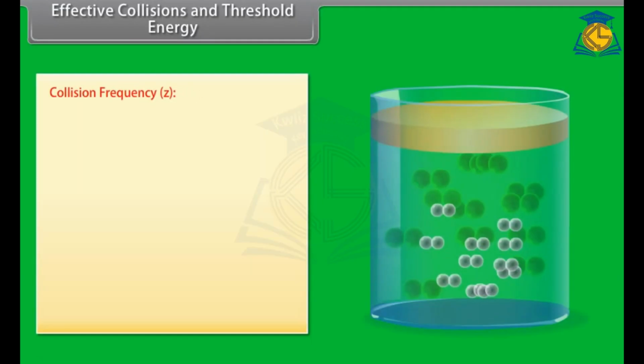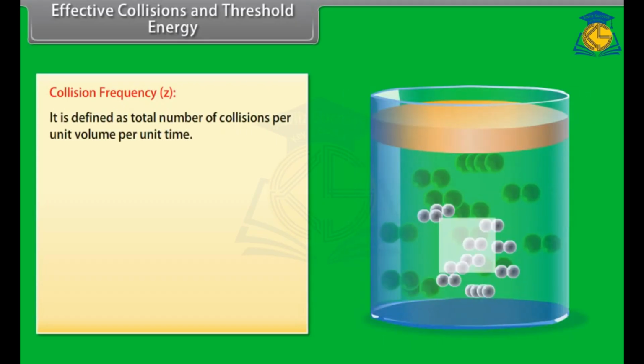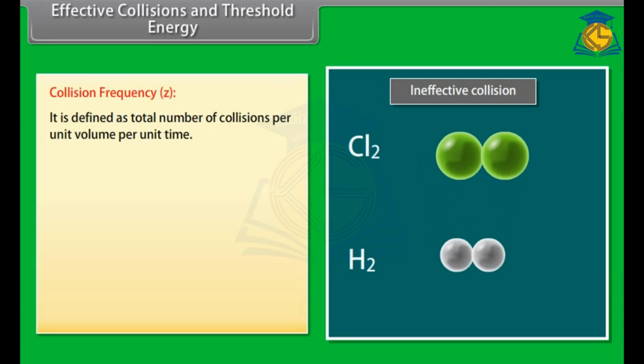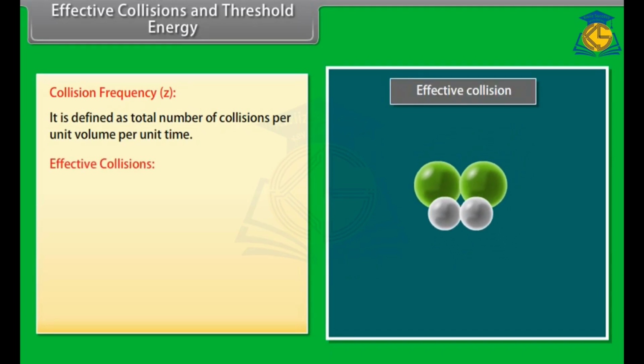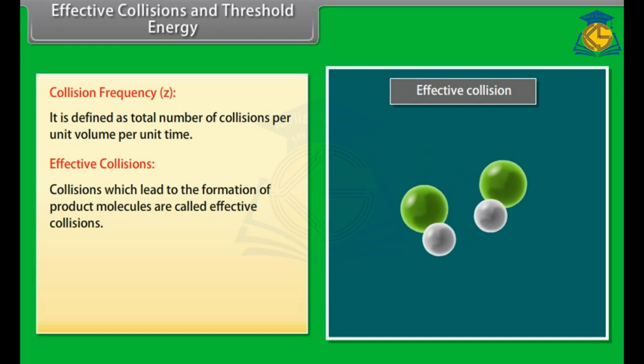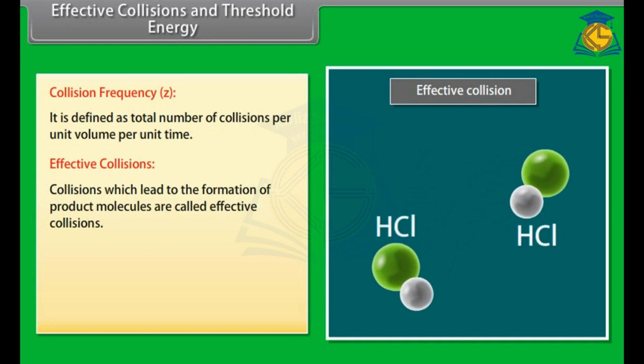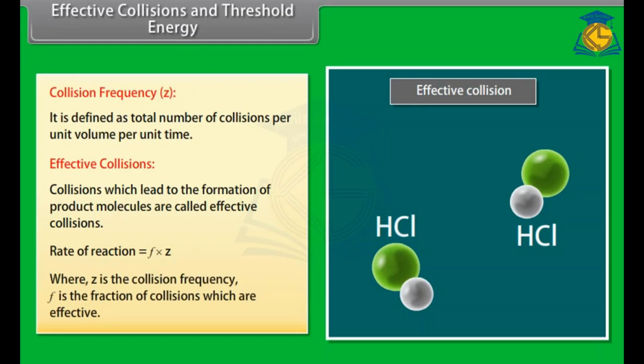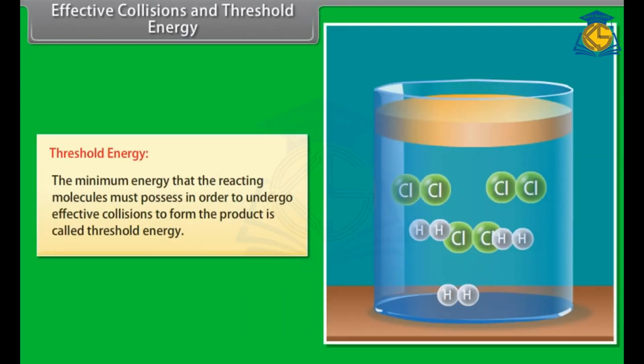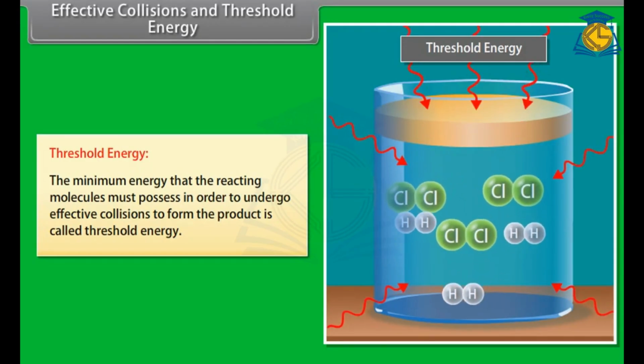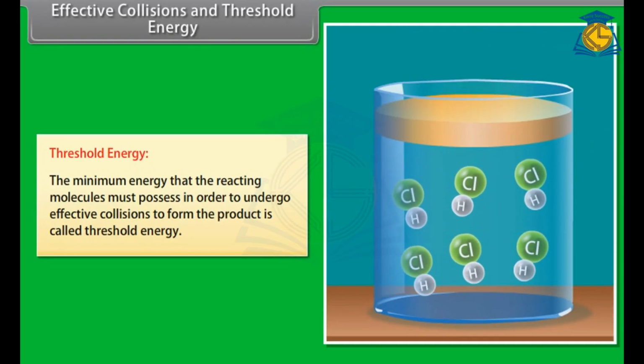Effective collisions and threshold energy. Collision frequency. It is defined as total number of collisions per unit volume per unit time. Effective collisions. Collisions which lead to the formation of product molecules are called effective collisions. Rate of reaction is equal to f multiplied by Z, where Z is the collision frequency and f is the fraction of collisions which are effective. Threshold energy. The minimum energy that the reacting molecules must possess in order to undergo effective collisions to form the product is called threshold energy.